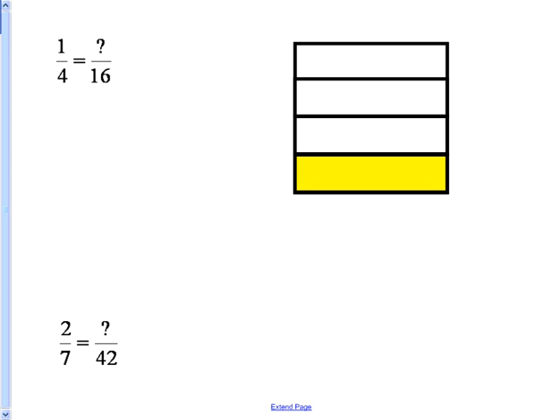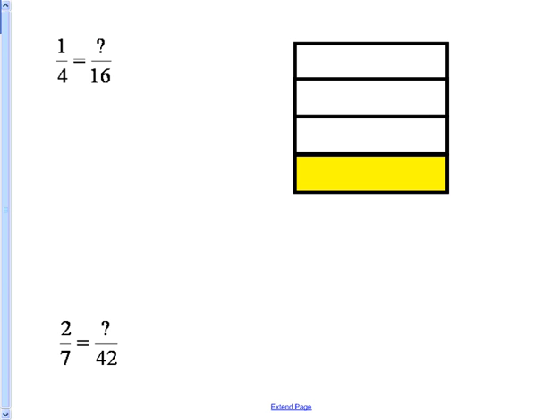Now if we were to move on to the next one, you see that I have 1/4, and one of the questions we ask you is 1/4 is equal to what over 16? Now again, what I think about is, okay, I've cut something into 4 equal pieces, but now I want to cut it into 16. So each of those 4 pieces, I have to cut into 4 additional pieces.